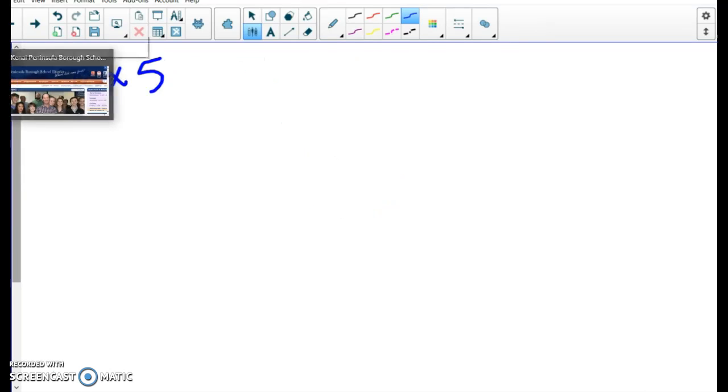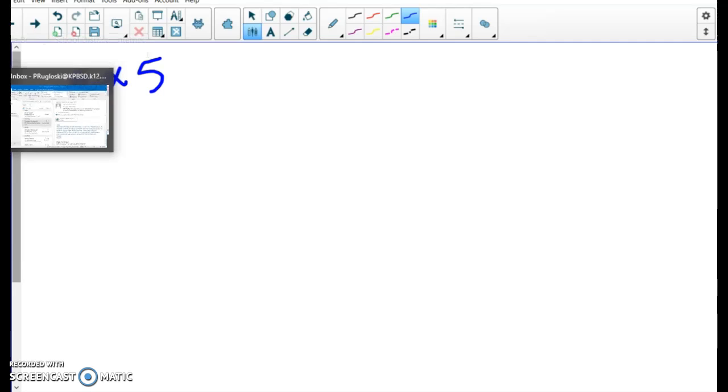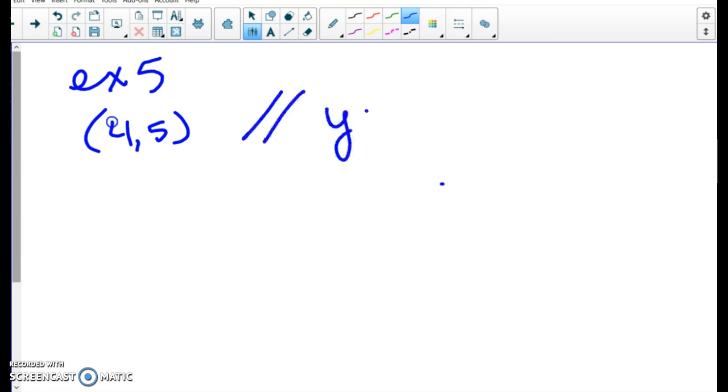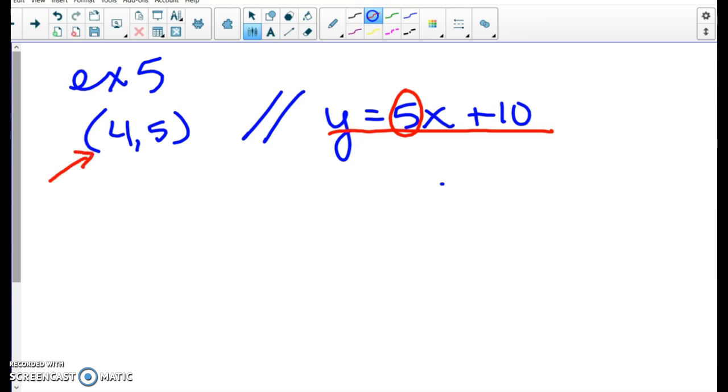Example 5 says we're going to write equations of parallel and perpendicular lines. In part A, it says write an equation in slope-intercept form for the line passing through the point 4, 5, and parallel to this equation, y equals 5x plus 10. Well, the only thing we need from this equation is the slope. So we're going to write an equation through the point 4, 5 with a slope of 5.